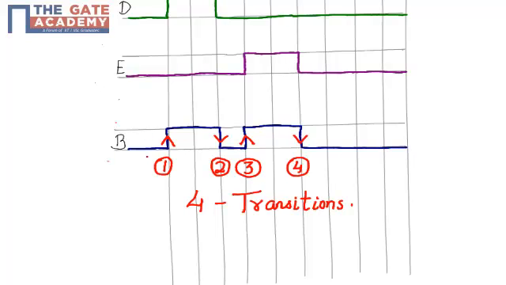So if you look at the waveform B, we have in all 4 transitions: 1 over here, 2nd over here, 3rd over here and 4th over here. So our final answer is 4 transitions.